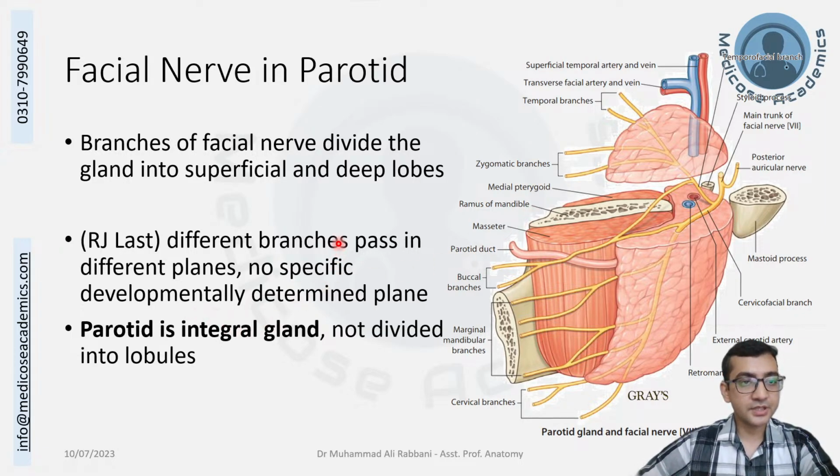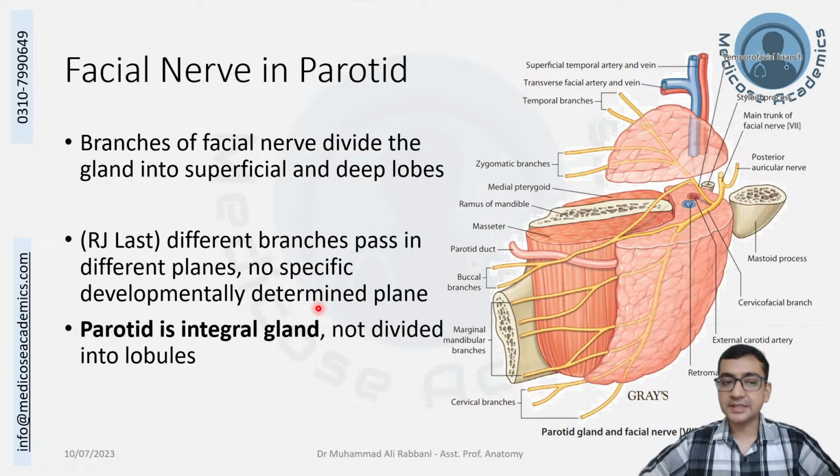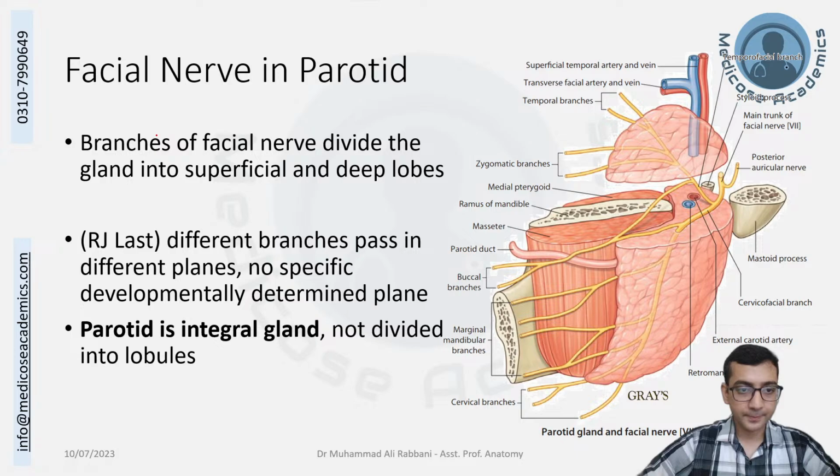So this is the facial nerve, and the superficial and deep lobes are divided by the facial nerve. But the point to remember is this is a surgical landmark. This is not an anatomical division. There is no actual difference between the two parts.